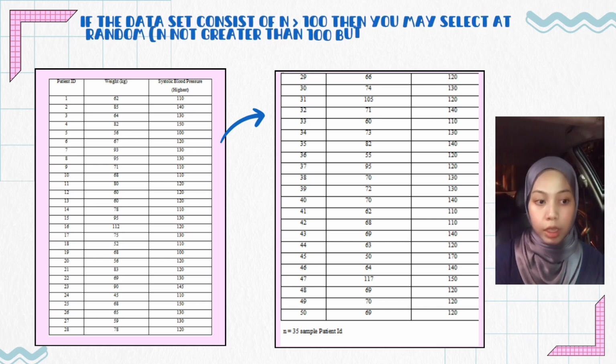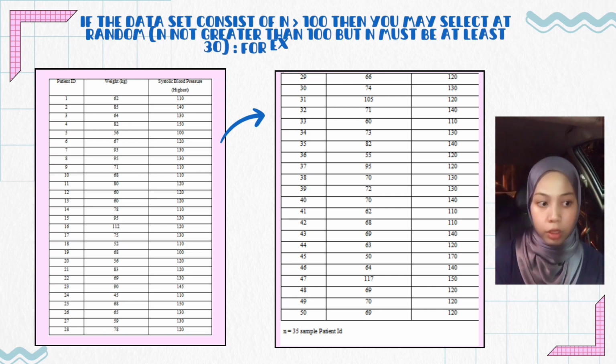Based on the data set, if n is greater than 100, then I may select at random. Nevertheless, n is not greater than 100, but n must be at least 30. For example, n equals 50. So, after all, this is the data that we studied, collected, which is n equals 35, sample patient ID.